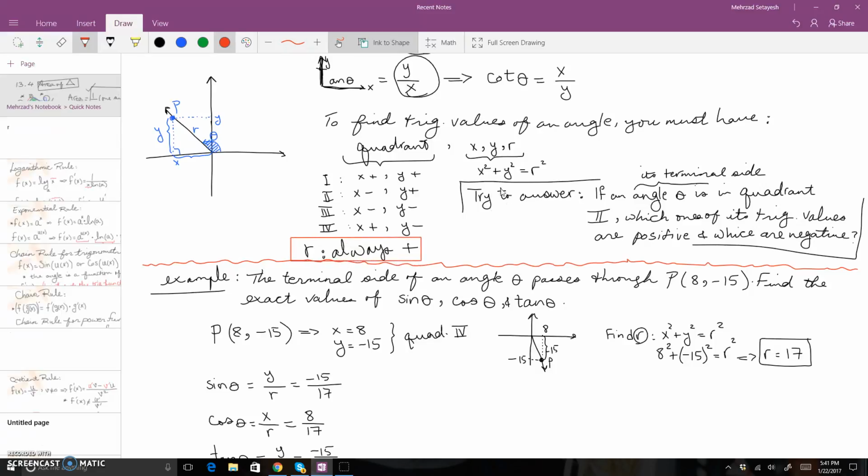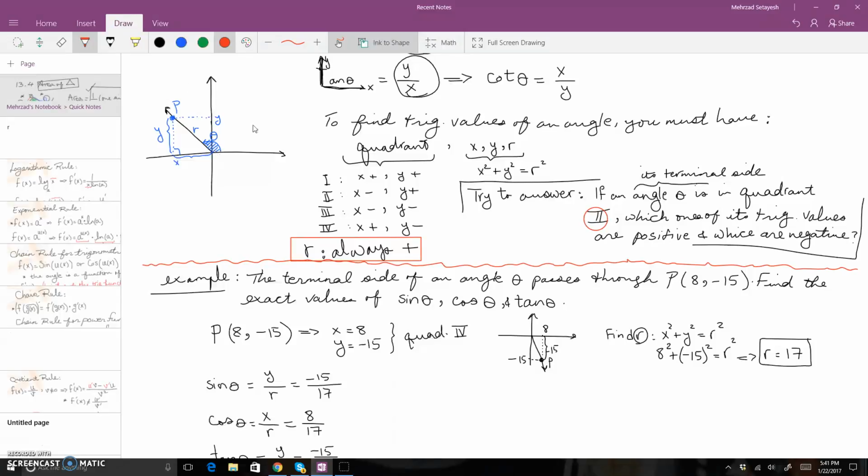Okay, now try to answer this question. If the terminal side of an angle is in quadrant 2, which one of its trig values are positive and which ones are negative? Well, here's the picture that I drew for you. So here's an angle theta in blue. Here's its terminal side. I just chose a point called P on its terminal side, and I'm looking at its coordinates x and y. And r, the distance from the origin to point P.